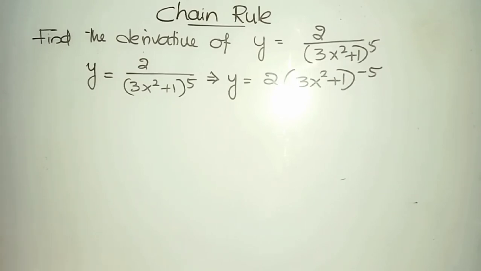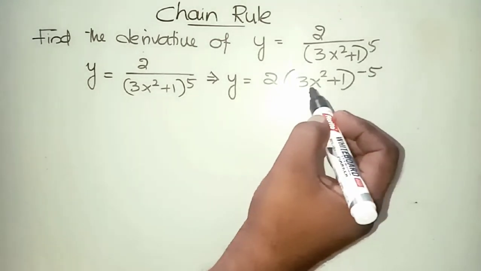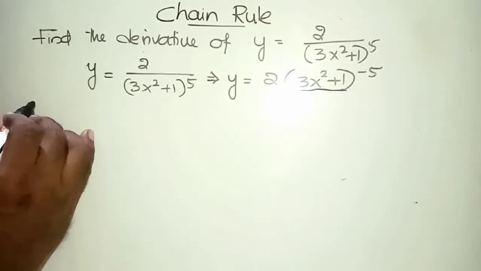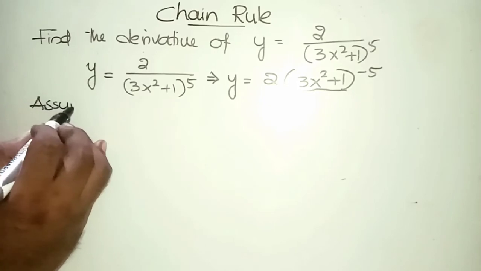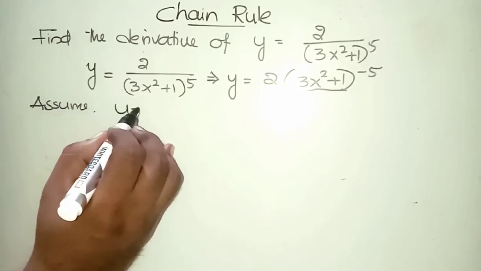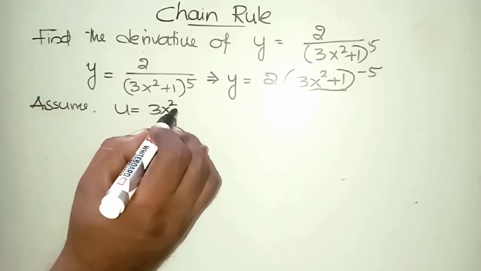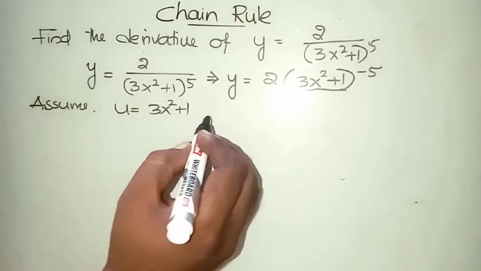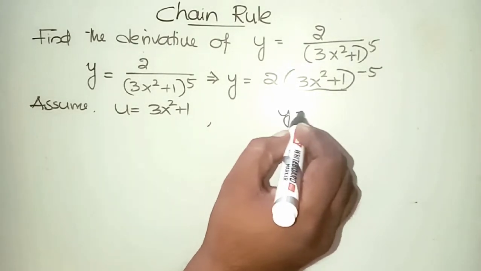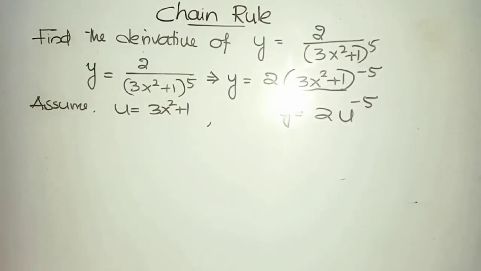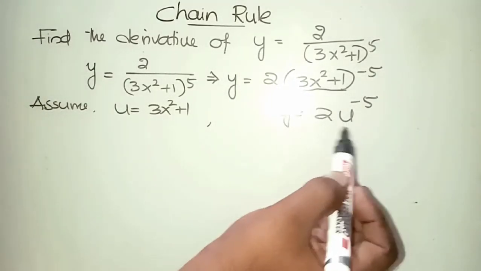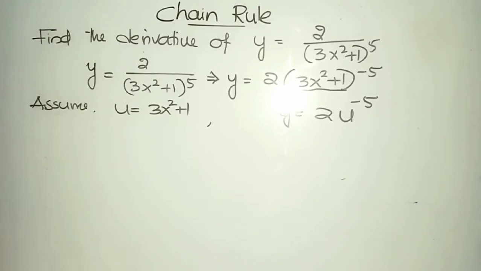Okay, so as it contains a binomial expansion, we cannot derive it directly. So what we need to do is, we have to make an assumption. Assumption is this one. Assume u equals 3x square plus 1, so that we get y equals 2u raised to minus 5, because 3x square plus 1 is assumed as u. So we get y is equal to 2u raised to minus 5.